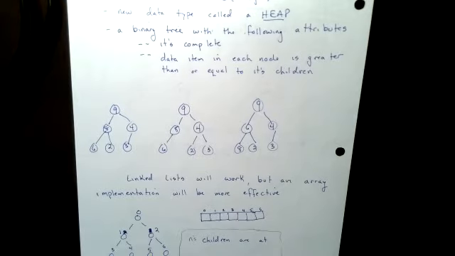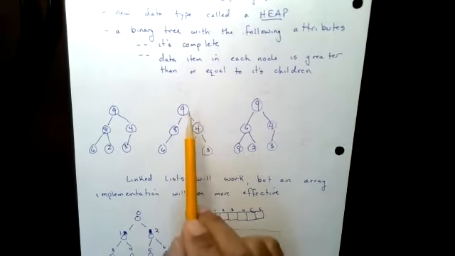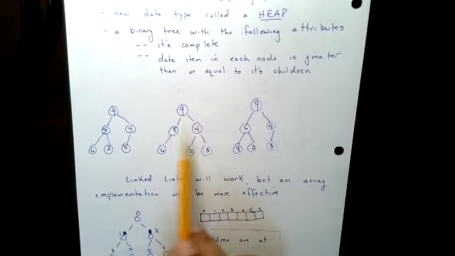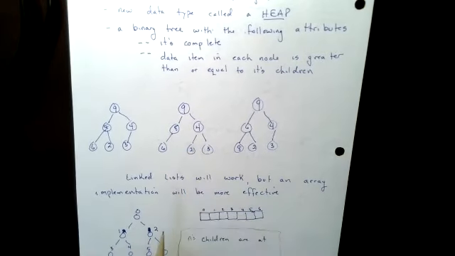Now, again, get binary search trees out of your mind. Okay, this is a heap. It has the following attributes. It's complete. 1 is complete. 3 is complete. 2 is not, because a complete tree is filled in top to bottom, left to right. Second rule is the data in each node is greater than or equal to its children.